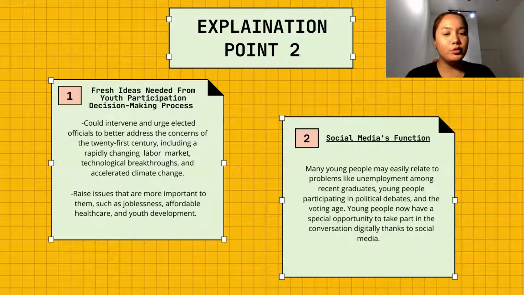Many young people can also relate to problems like unemployment among recent graduates, young people participating in political debates, and the voting age. By using social media platforms, they can spread word about these problems to all youth around the world. So a lot of young people will be aware of the problems that the country is facing right now. Thanks to social media, a lot of problems nowadays are receiving concern from the parliament. So that is why youth participation is very important in democracy.